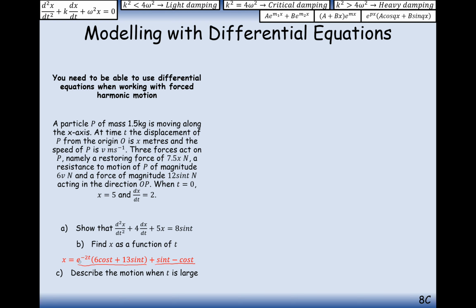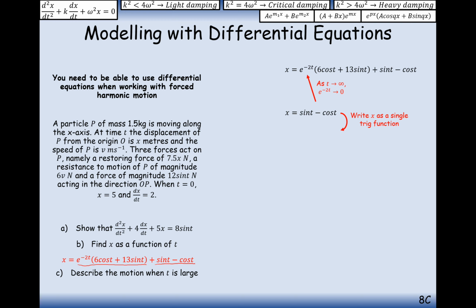Now when t is large, e to the minus of a large number will just fizzle out to be 0. So this part of the curve will just fizzle out to 0. When t is large, these two things at the back are still going to oscillate. They're still going to go through the motion of 2 pi radians. Every 2 pi radians it will oscillate once. So when t is large, this bit will tend towards 0, and it's just x equals sine t minus cos t.